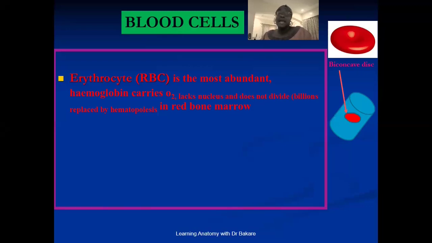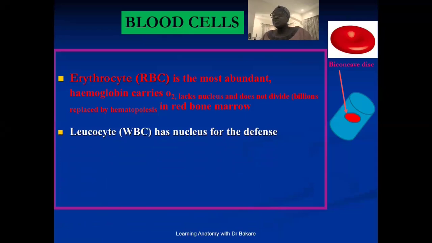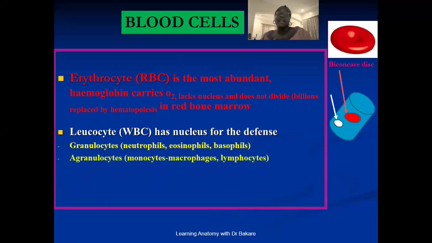The second cell type that we have in blood is the leukocytes. The leukocyte is also referred to as the white blood cell. So using this image by the side, this is where we have the white blood cell, highlighted in white. These cells have a nucleus, when compared with the erythrocyte that lacks a nucleus. And the white blood cell is responsible for defense mechanisms. We have two types of white blood cells: the granulocytes and the agranulocytes.